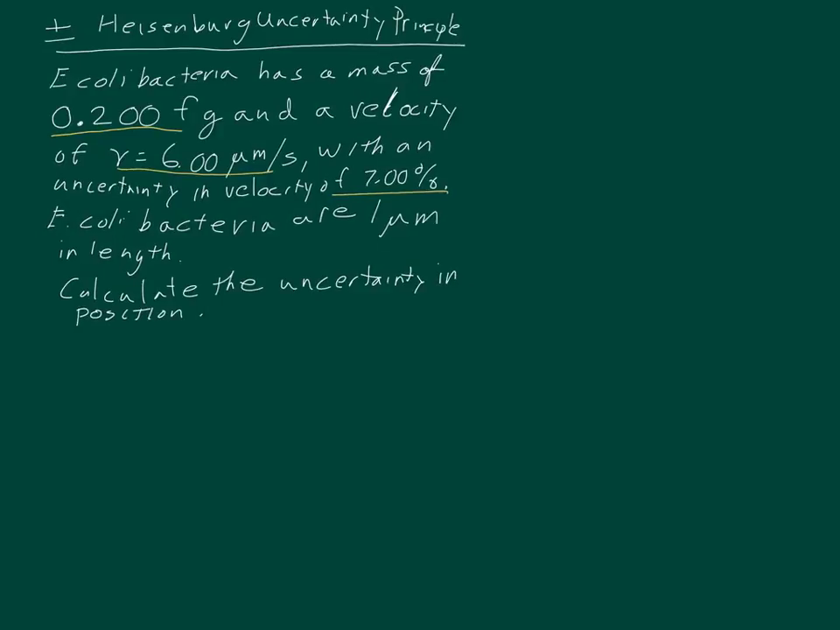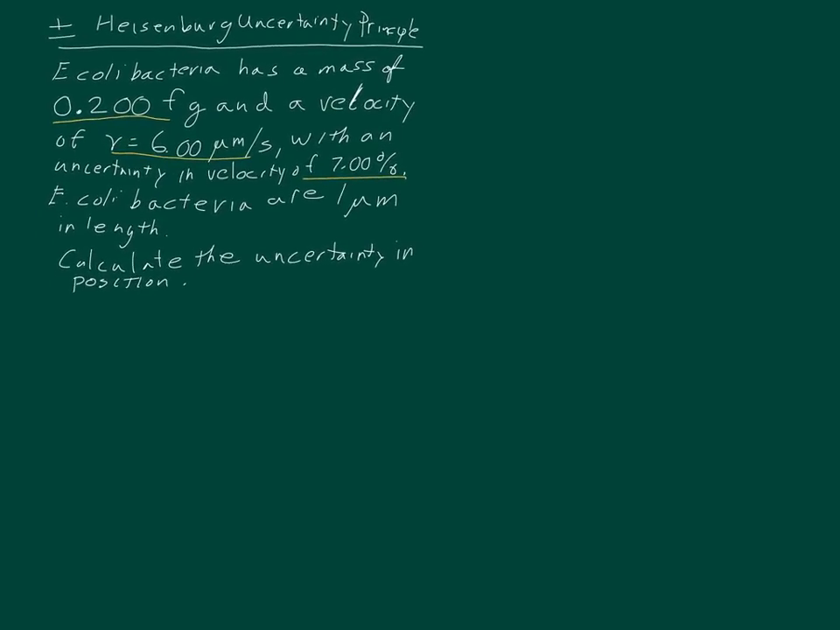This is really a straightforward plug and chug into the Heisenberg uncertainty principle. And we know, according to the Heisenberg uncertainty principle, the uncertainty in position times the uncertainty in momentum will be greater than or equal to Planck's constant divided by 4 pi. The formula looks very, very simple on its face, but you have to remember there are several pitfalls to it.